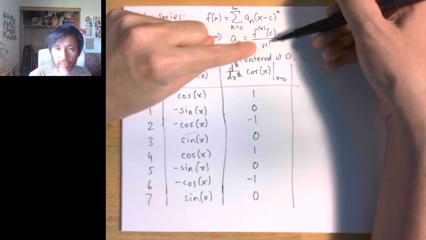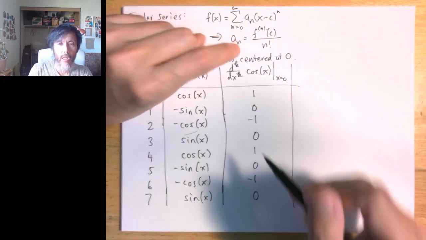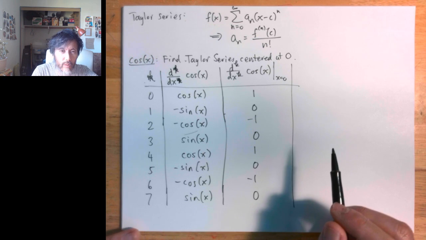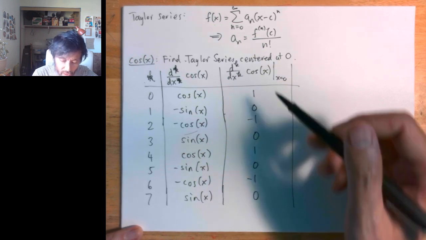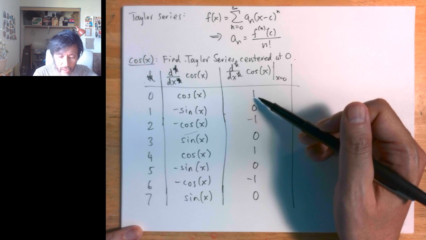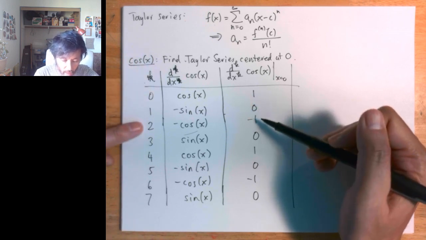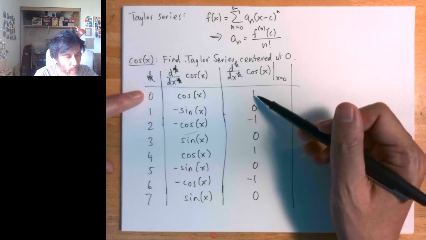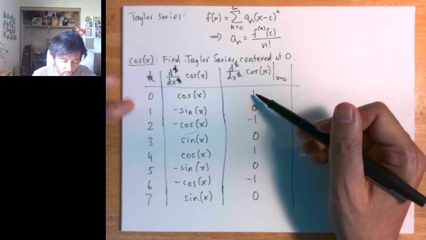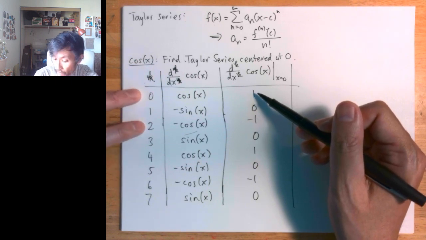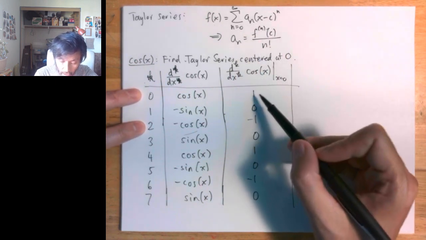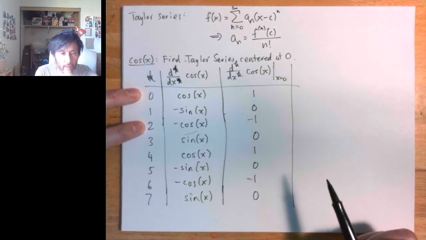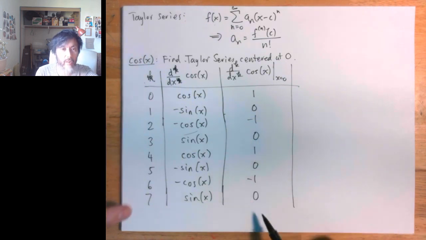That's just n factorial, right? But the question, I suppose, is how can we write this down in a nice way? Because what we see is, sure, every even value of k, we're going to see something non-zero. And what we see is for the even indices, we see the value of this numerator here flipping between -1 and 1. +1, -1, +1, -1. And then for every odd term, we see zeros.